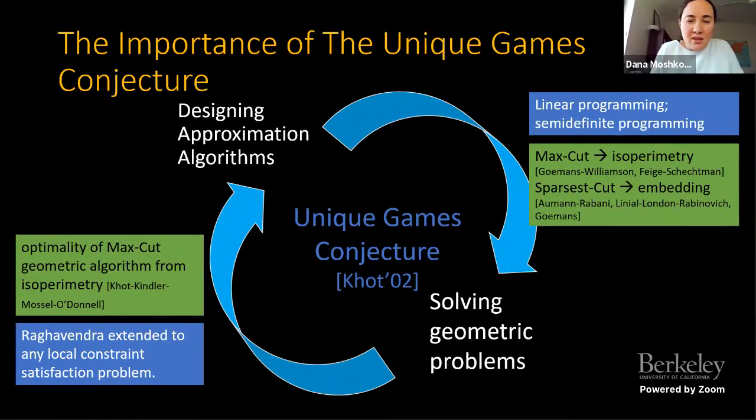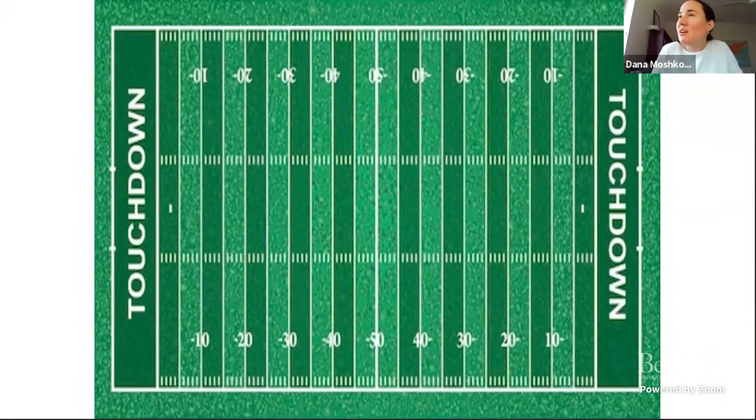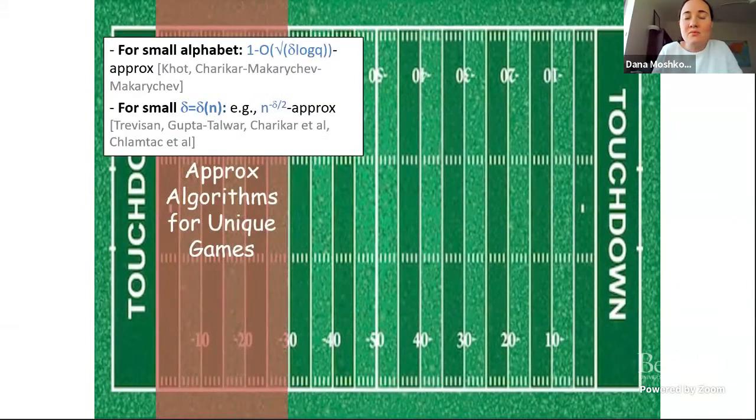Okay. So a few years ago, I guess around the time I moved to UT Austin, I realized that the best way to describe what happened with research on unique games is to describe it as a football game. A football game between team algorithms and team hardness. And so let's say team algorithms started.